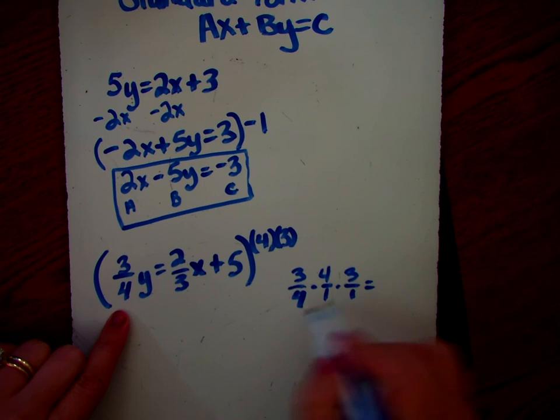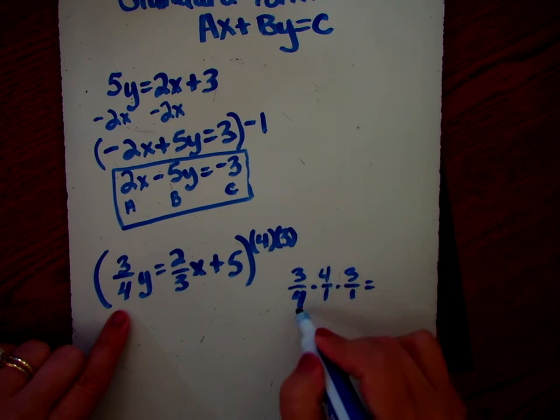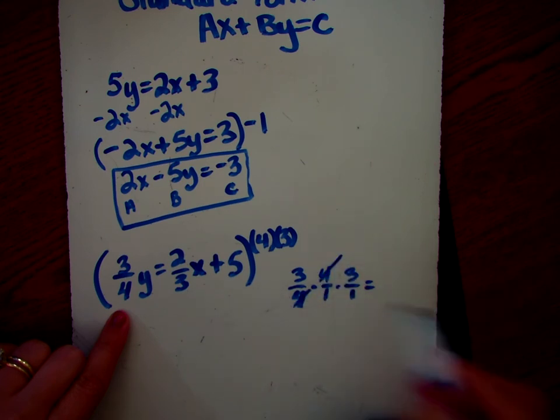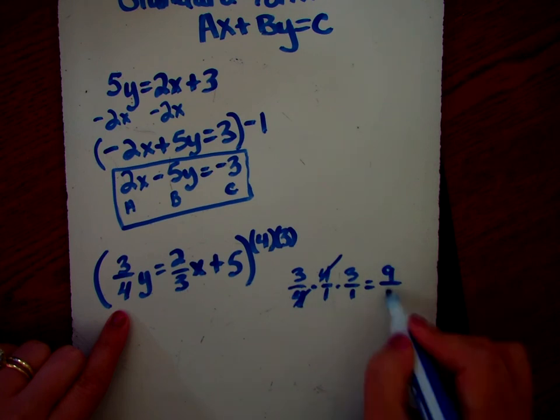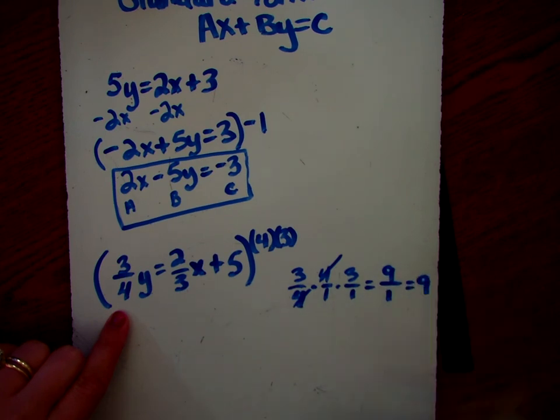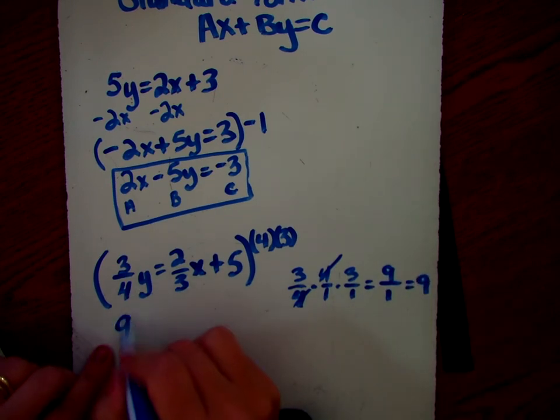Okay? Now, see the 4s? 4 divided by 4 is 1. 3 times 3 is 9. 1 times 1 is 1. So that just becomes a 9. So this term now is a 9y.